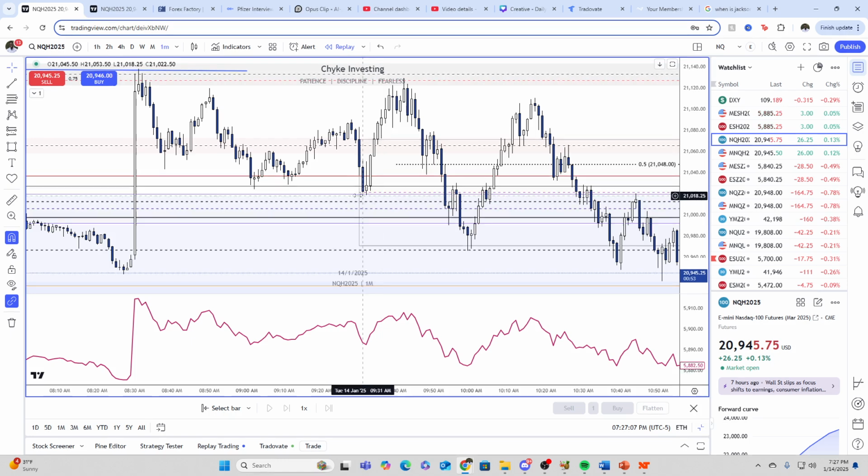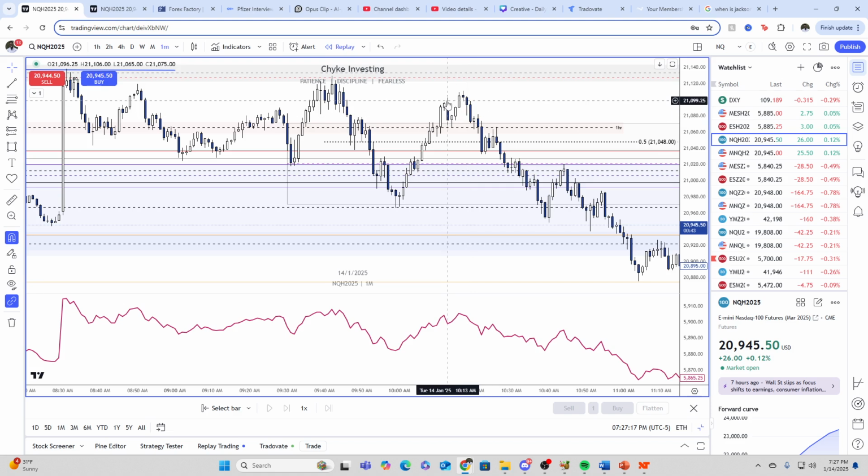Run lower, takes out this low. Be aiming for this low ideally. I would take out some partials here, take out some partials once you fill in the opening range gap. And then you get stop break even. Then you come back up here, right?